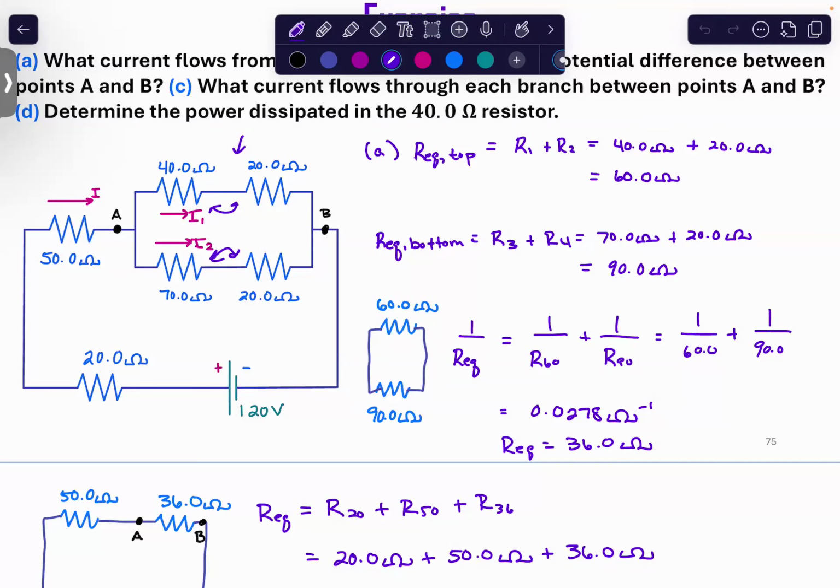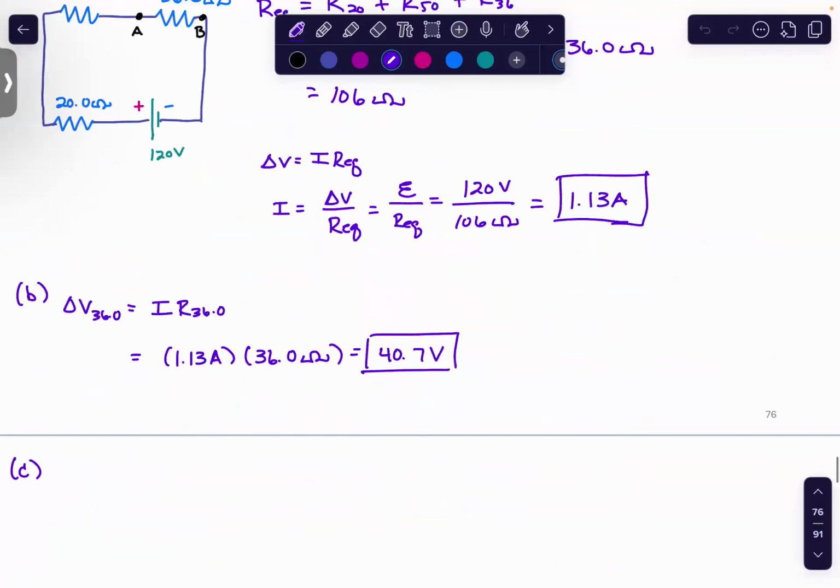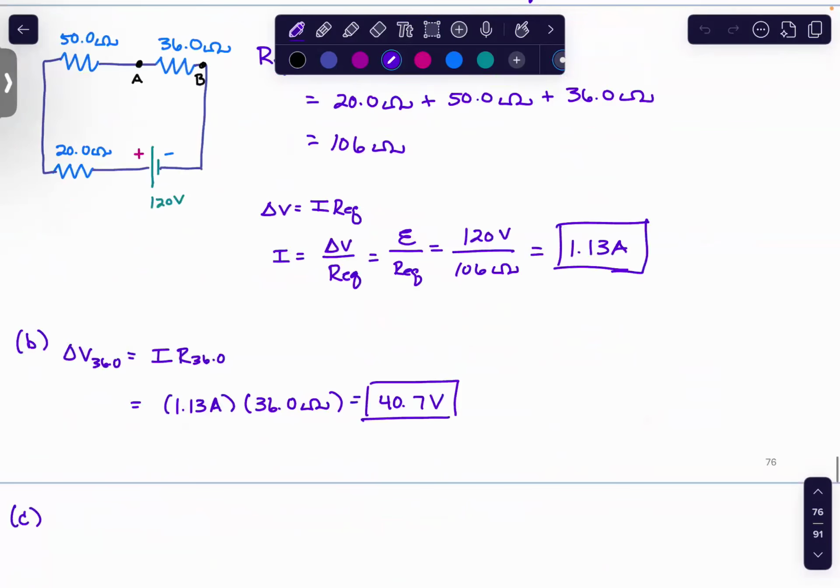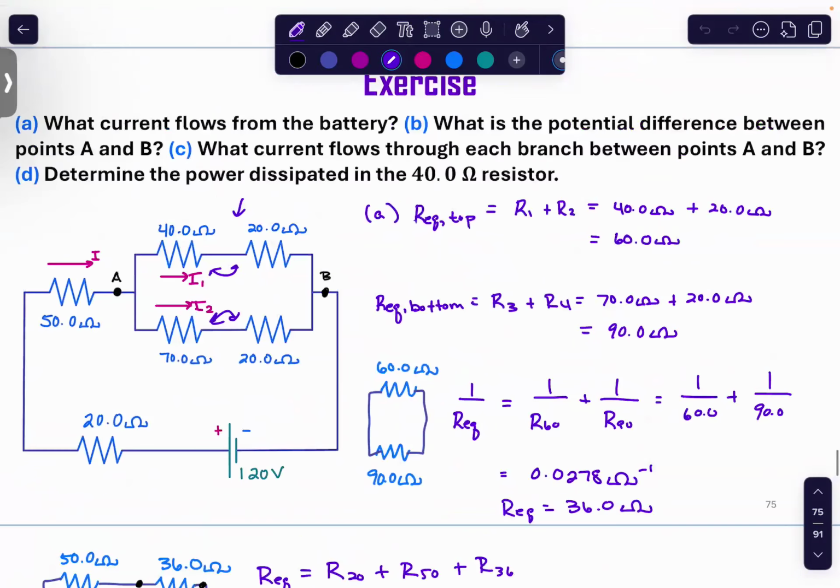This dude. All right. So we were working on this problem and we were about to finish it. So we have to figure out parts C and D. Okay. So we did A, did B. So then part C says, what current flows through each branch between points A and B.